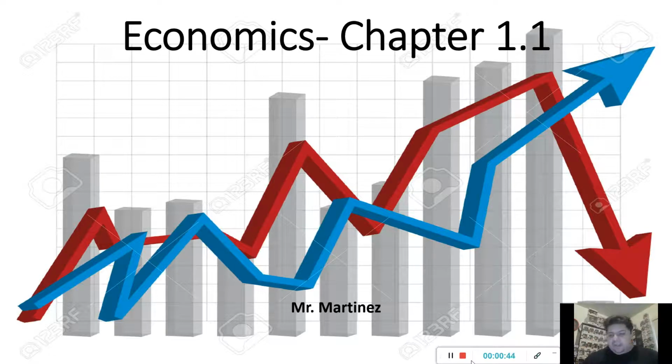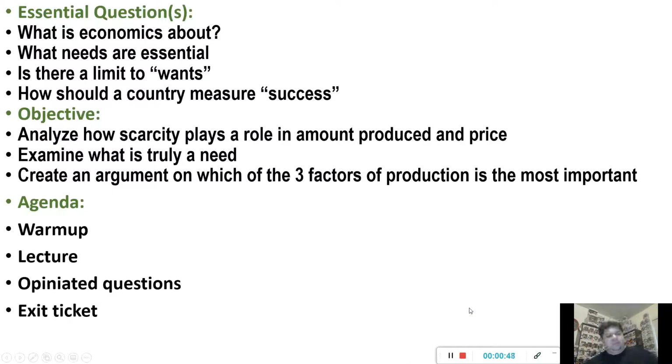So let's go ahead and look at the objectives. We're going to analyze how scarcity plays a role in the amount produced and the price. We're going to examine what is truly a need. People kind of blur the line between a want and a need. And then we're going to create an argument on which of the three factors of production is the most important. Okay, so let's go ahead and get started.